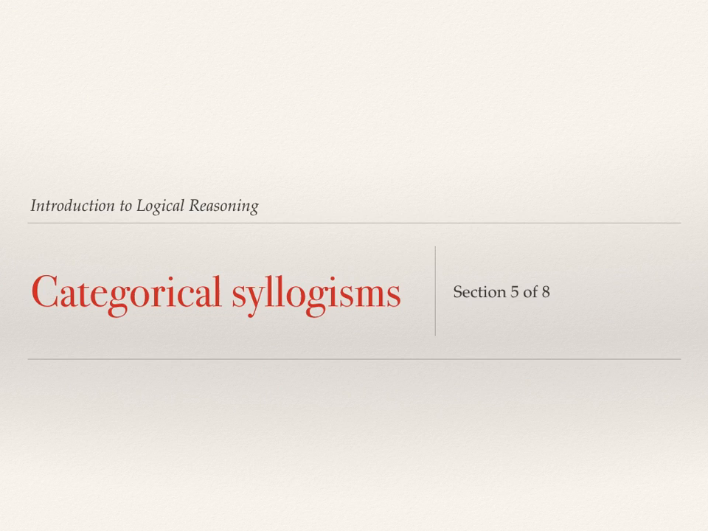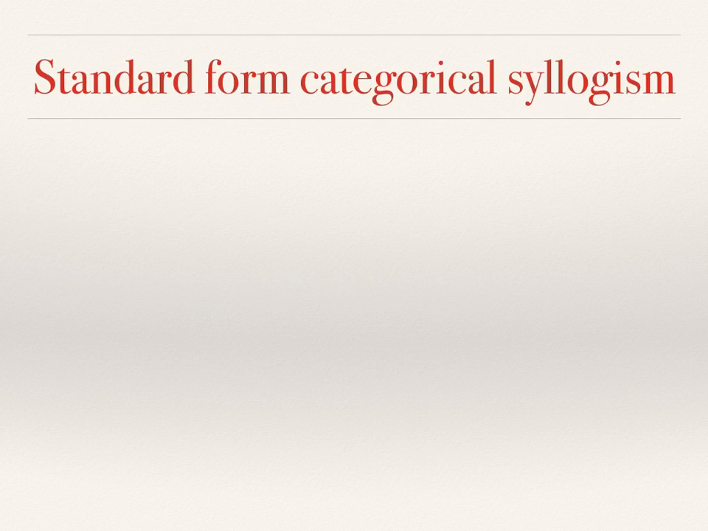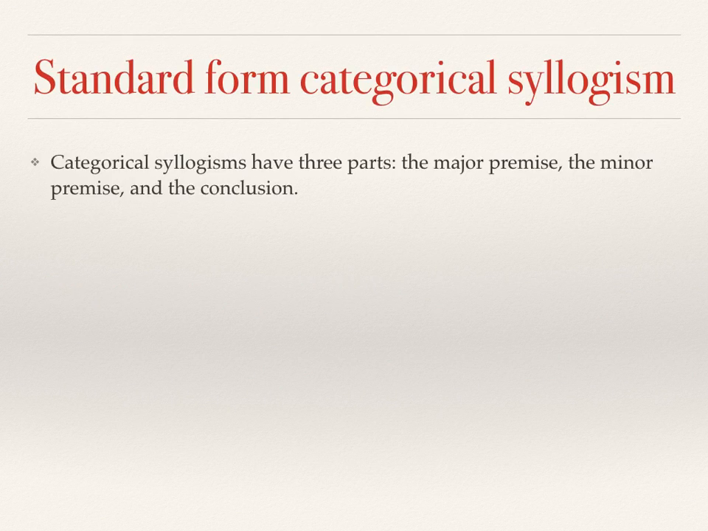Basically, the Venn diagrams with the two circles with the subject and predicate. The difference now is that with a categorical syllogism, we have a third circle that gets added to it. And that's what we're going to start talking about now, because a categorical syllogism has a standard form. The standard form is that there are three parts: a major premise, a minor premise, and a conclusion.